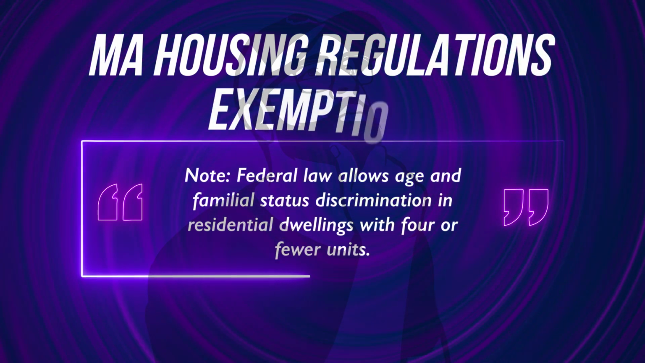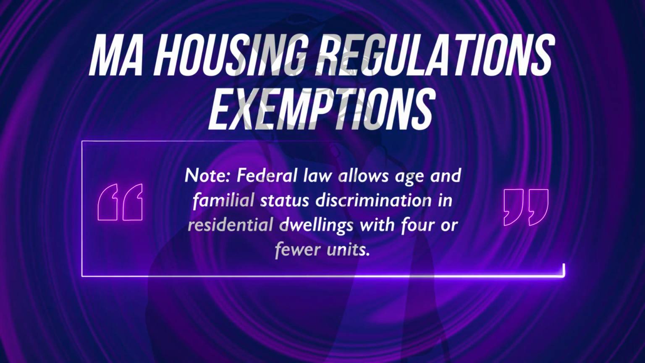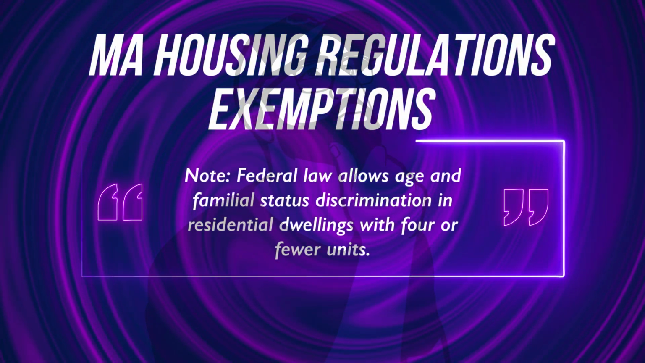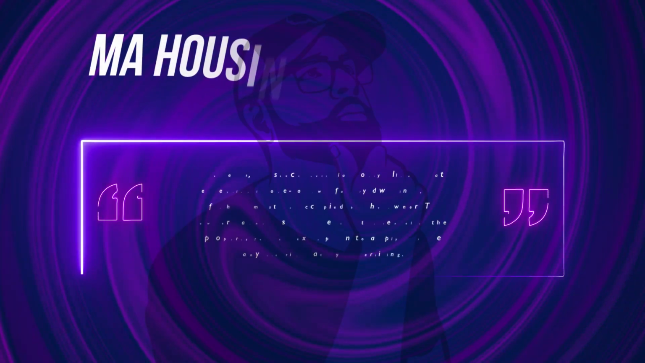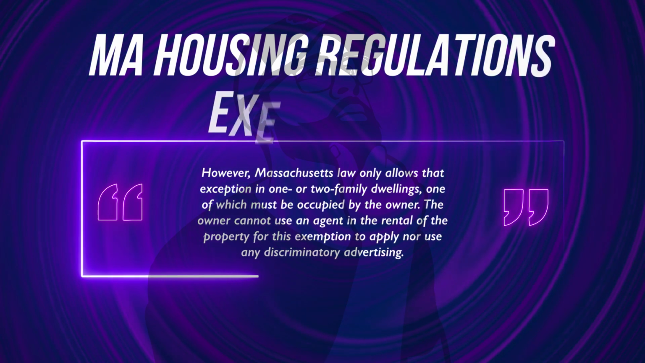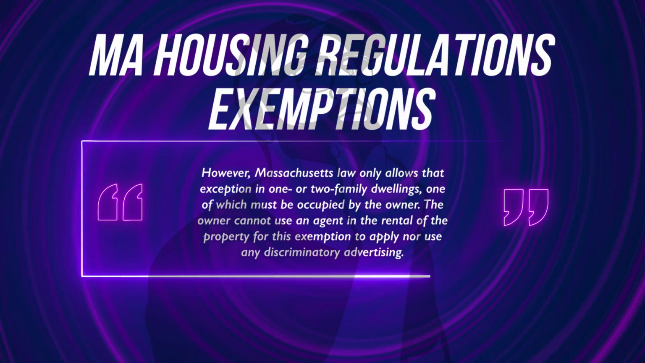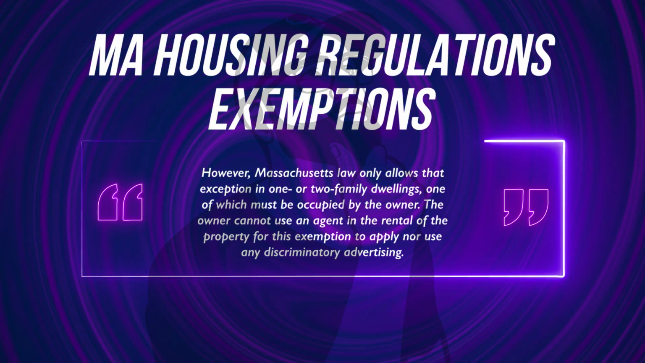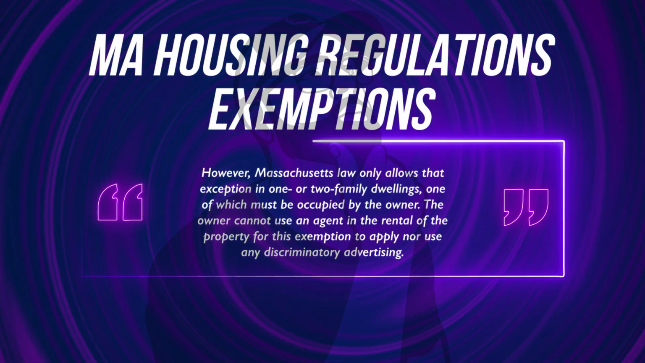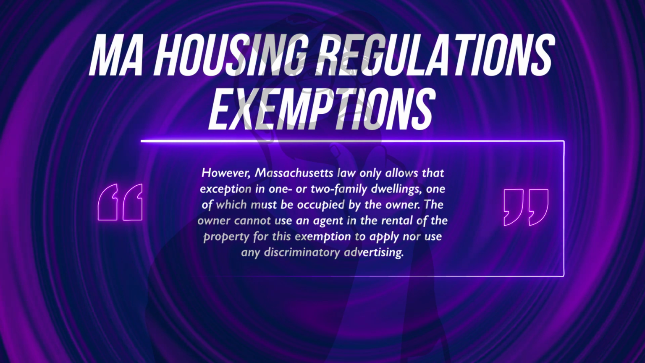Now, a note. Federal law allows age and familial status discrimination in residential dwellings with 4 or fewer units. However, Massachusetts law only allows that exception in 1 or 2 family dwellings, one of which must be occupied by the owner. The owner cannot use an agent in the rental of the property for those exemptions to apply, nor use any discriminatory advertising. So those are some of the exemptions.